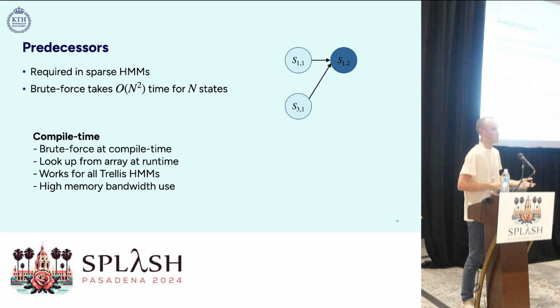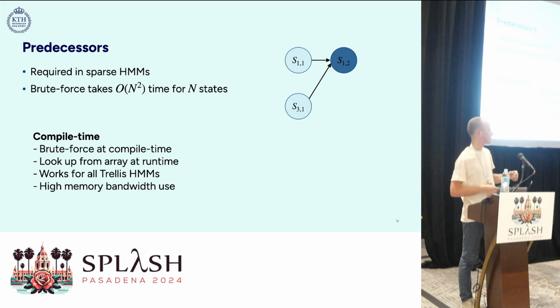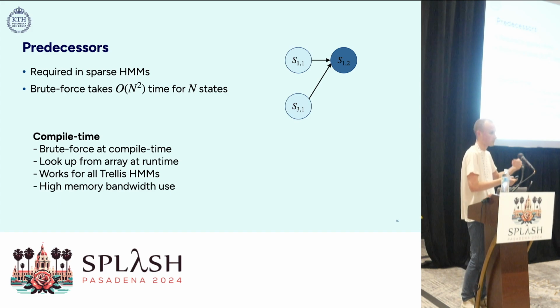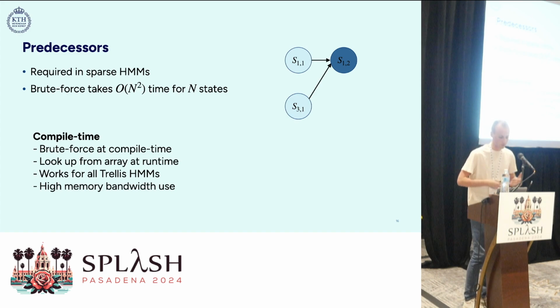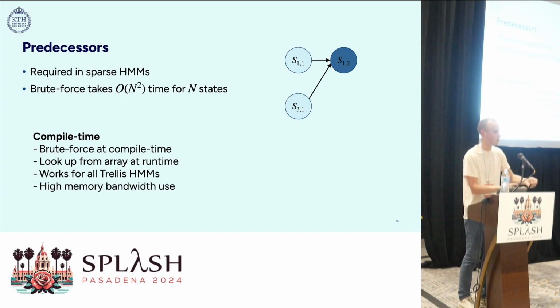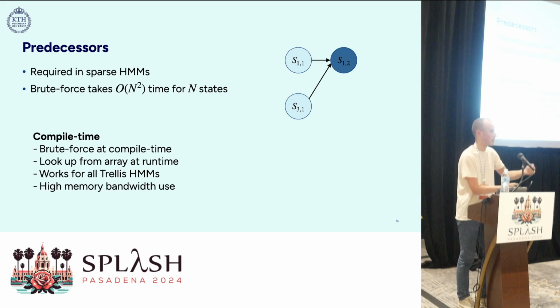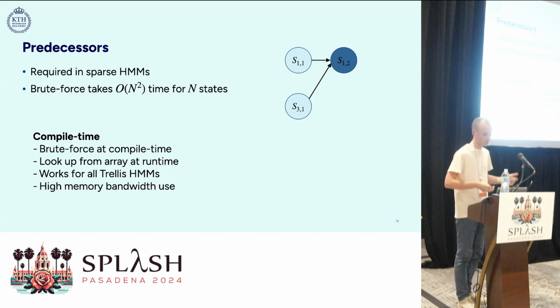So we use two different approaches in Trellis. The first is a compile time approach where we brute force at compile time. So we only pay this cost once, and then at runtime we look it up in arrays so that we eliminate that overhead of having to do it in every time step, which would not be beneficial. And the nice thing about this is that it's super general. It works for any Trellis model.